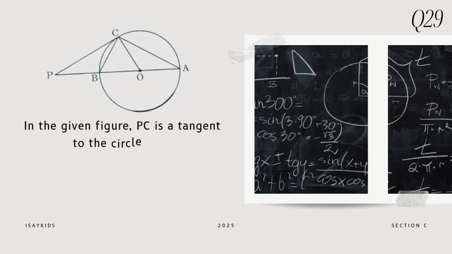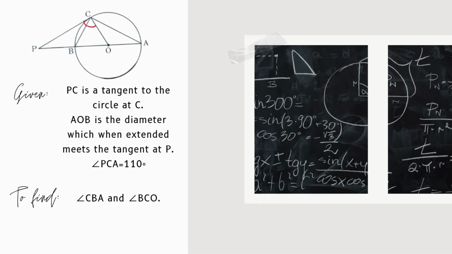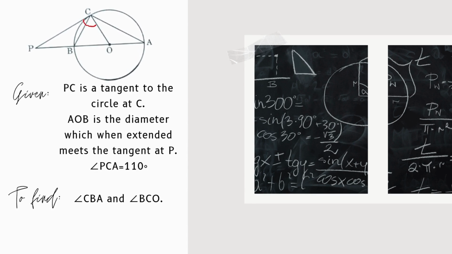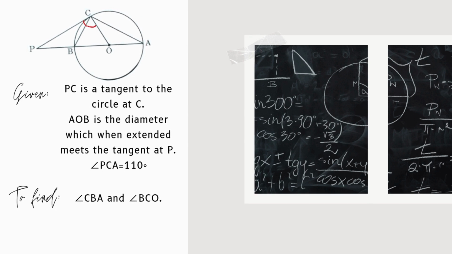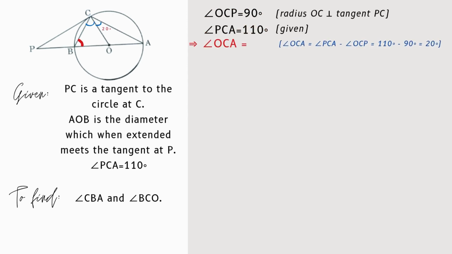In the given figure, PC is a tangent to the circle at C. AOB is the diameter which, when extended, meets the tangent at P. Find angle CBA and angle BCO if angle PCA is 110 degrees. We are given that PC is a tangent, AOB is the diameter, and angle PCA is 110 degrees, and we need to find angle CBA and angle BCO. Now angle OCP is 90 degrees because radius to tangent is perpendicular. Angle PCA is given to be 110 degrees. Therefore, angle OCA would be 20 degrees.